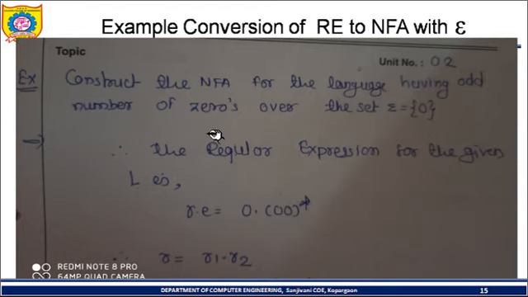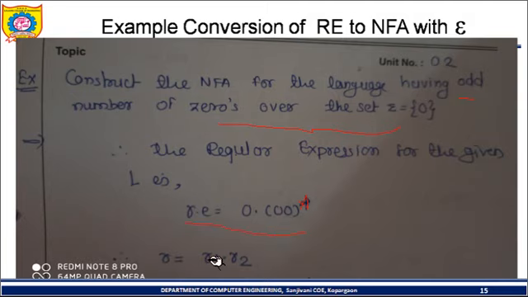Construct the NFA for the language having an odd number of zeros over the set {0, 1}. First of all, you need to write down the regular expression for the given language, and after that you have to convert it into NFA with epsilon. We know how to write the regular expression which consists of an odd number of zeros: 0(00)star. Odd means it will be a single 0, three 0s, five 0s, seven 0s, like this. So 0(00)star is the regular expression for the given language.